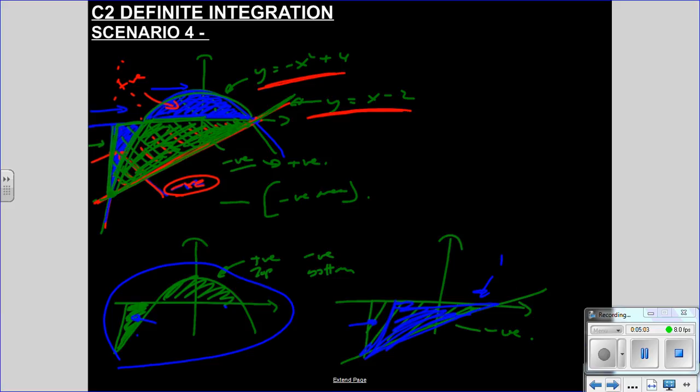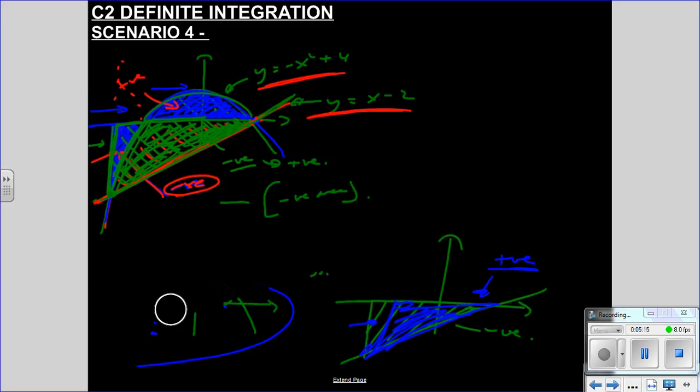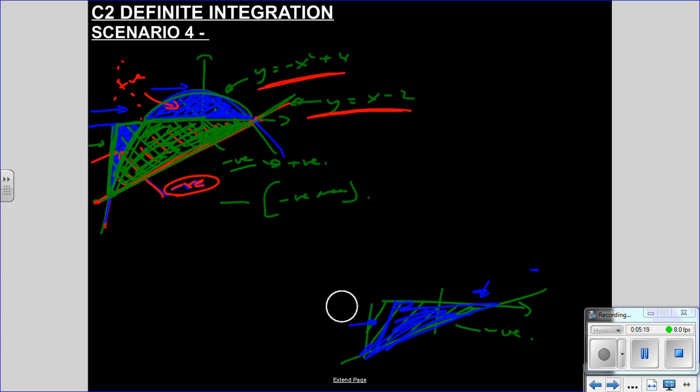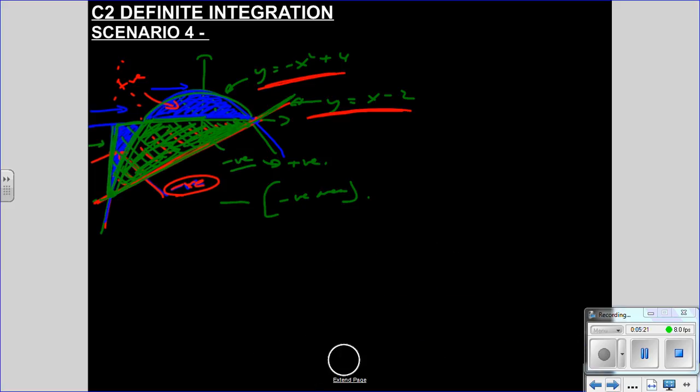So therefore this becomes a positive area. So positive. Subtract the negative. Bang. Got it. Got the area that I want. Okay. I'm not sure how I can make it clearer than that. So just stop the video and go through it again. Make sure you rationalize what's going on and ask me in class if you have any questions.